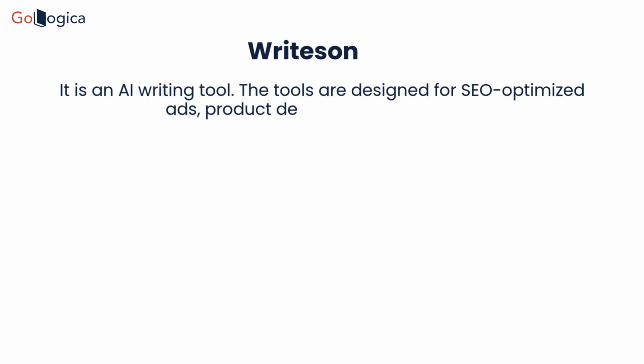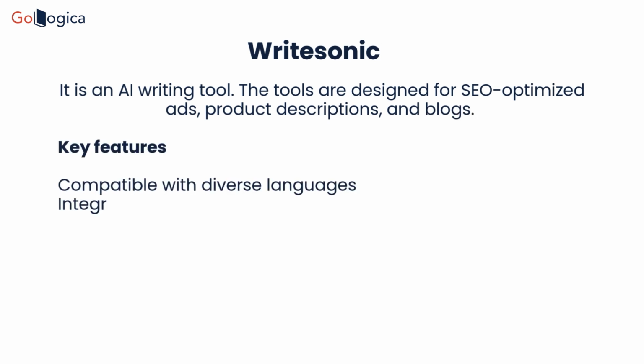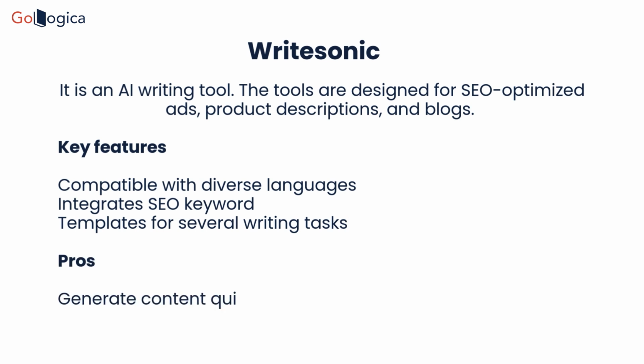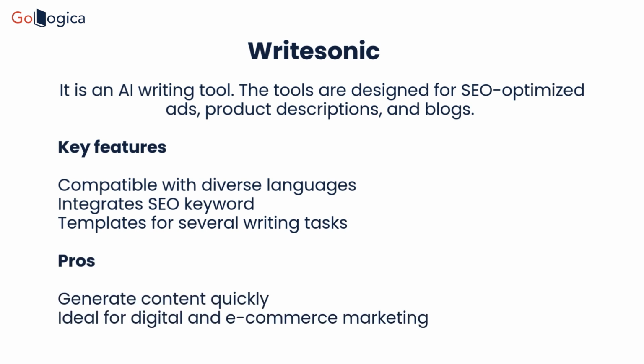Write Sonic. It is an AI writing tool. The tools are designed for SEO optimized ads, product descriptions, and blogs. Key features: compatible with diverse languages, integrates SEO keyword, templates for several writing tasks. Pros: generate content quickly, ideal for digital and e commerce marketing.